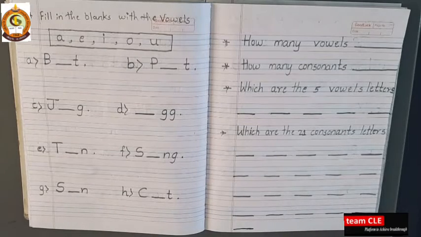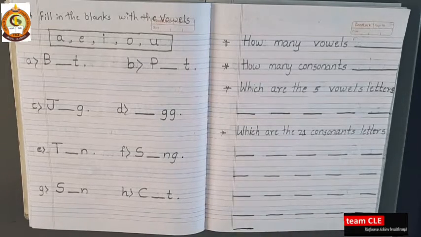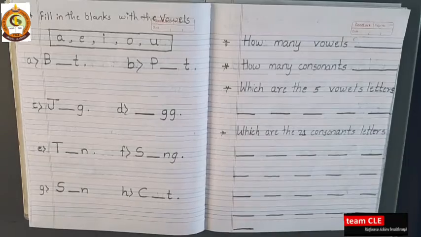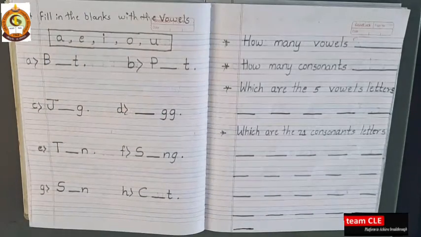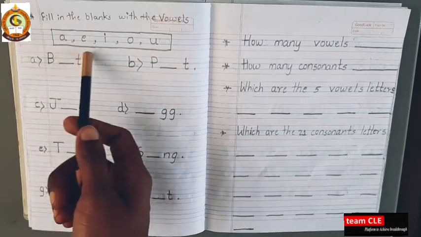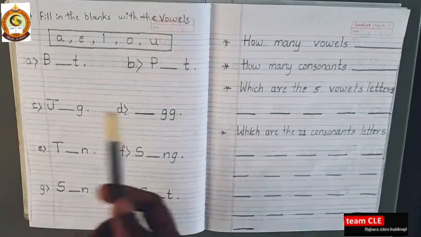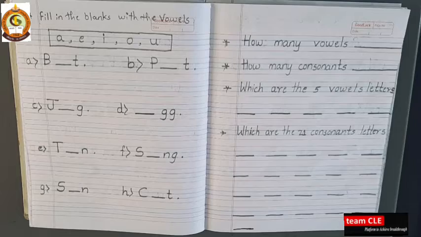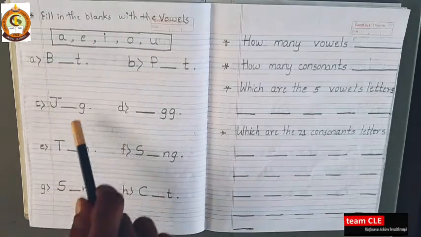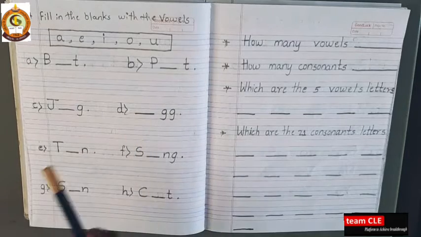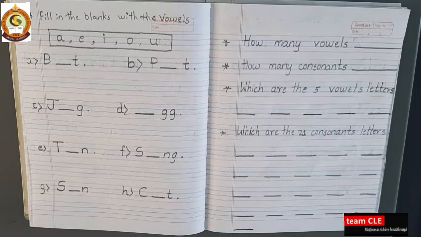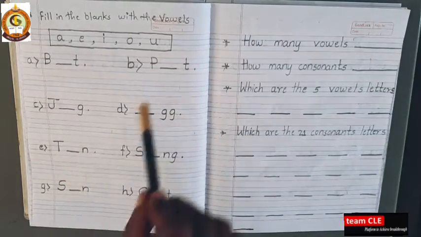Fill in the blanks with the vowels. So here, children, I had given the 5 vowels. Which are the 5 vowels? A, E, I, O, U. So these are the 5 vowels. And I had given the words here. In that, some vowels are missing. So which vowel is missing? You have to write the correct one here. Okay?